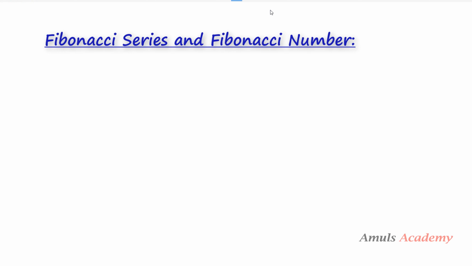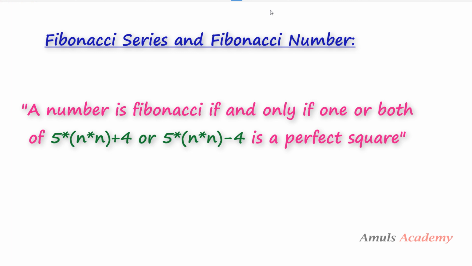Along with this, there is another interesting property of Fibonacci numbers: a number is Fibonacci if and only if one or both of 5 multiply n square plus 4 or 5 multiply n square minus 4 is a perfect square. A number n is a Fibonacci number if and only if the result of one or both of these formulas is a perfect square. For example, if I take n as 5, so we are checking whether 5 is a Fibonacci number or not, I'll substitute 5 here.